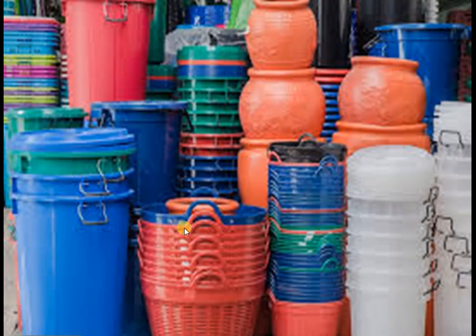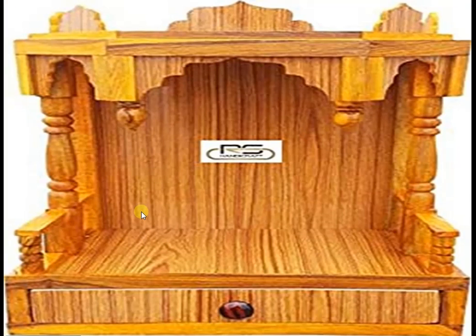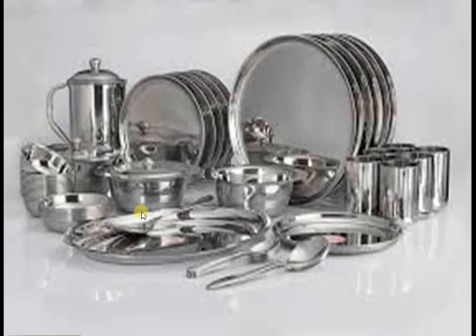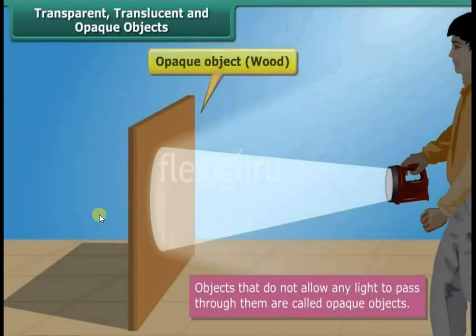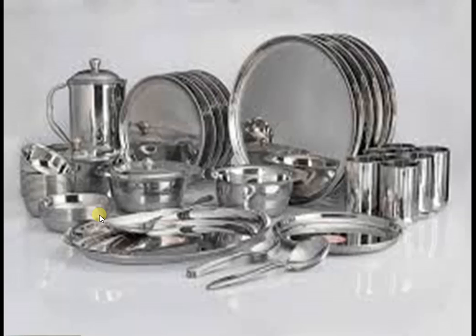Can you see through plastic? Can you see through wood? We can't see through some materials like wood, cardboard, steel. Such materials are said to be opaque materials.